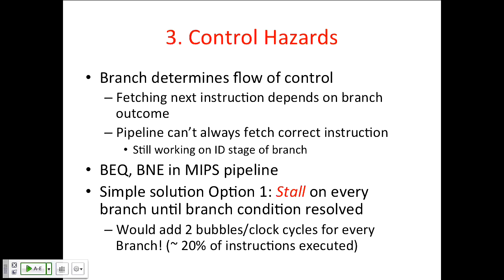The problem is, in our pipeline, that would add 2 cycles, 2 bubbles to every single branch. And branches are like a fifth or a sixth of all instructions executed. So this would be kind of terrible for performance. If every branch took an extra couple cycles, this would really hurt your performance. Question?